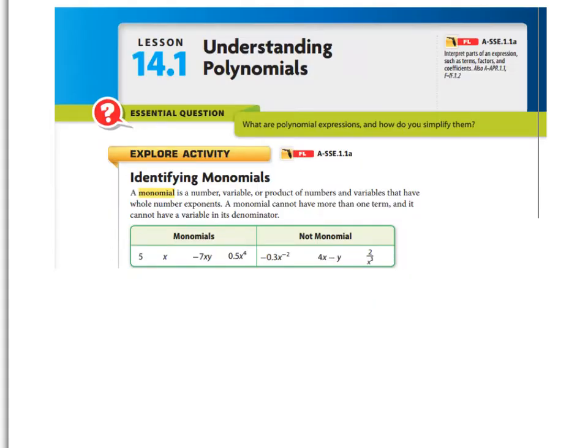We are jumping all the way to Module 14. We'll be coming back to some of the other modules later on this year. So go ahead and turn to Lesson 14.1. And then unpause the video when you're all ready to move on.